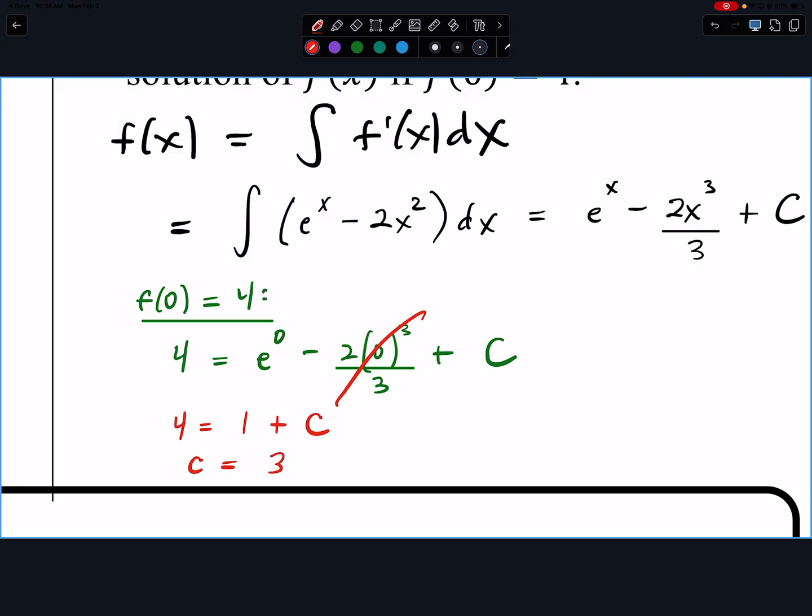So that means that this was our antiderivative, right? Since we know c is 3, that means f of x is really e to the x minus this plus 3. That's our answer to this problem. So f of x is equal to e to the x minus 2x cubed over 3 plus 3.